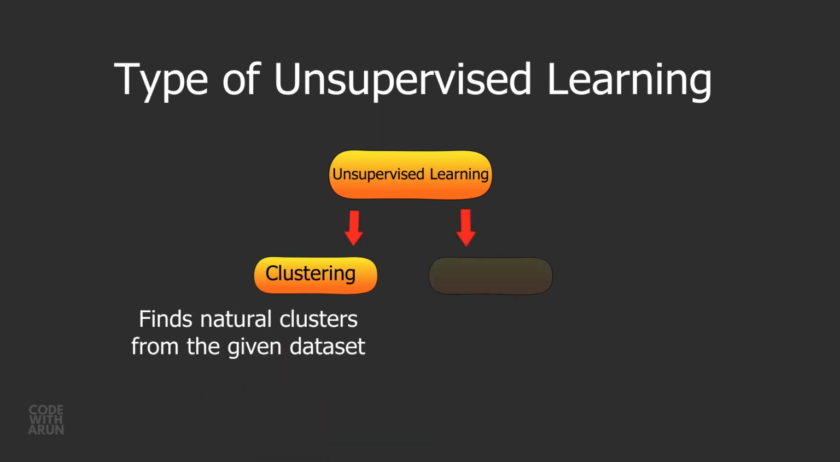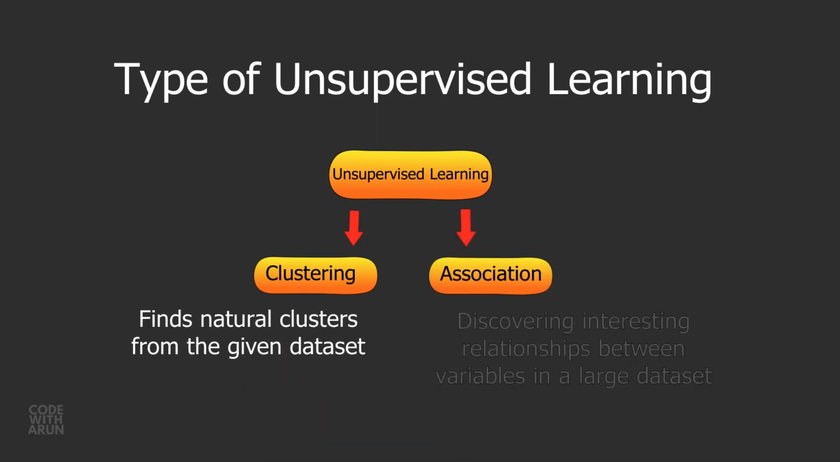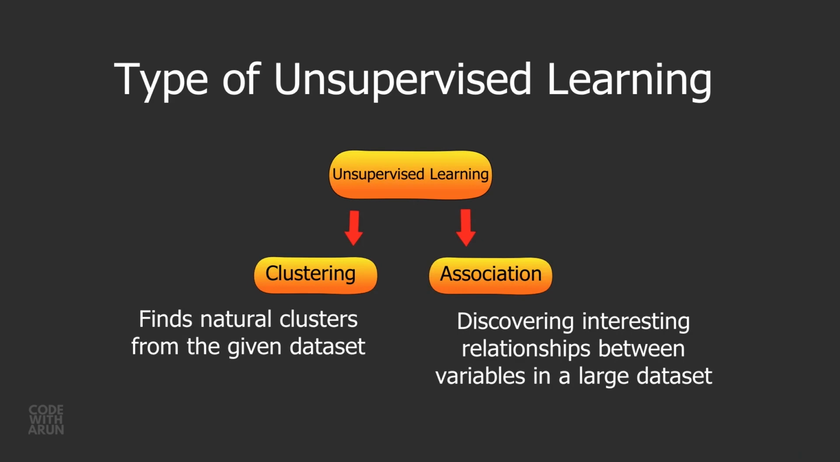Clustering. Clustering is used to find natural clusters from the given dataset. For example, we can take the loan giving method used in banks. They use the clustering technique to find out the customers who will buy the loan and will be able to give back the loan amount.